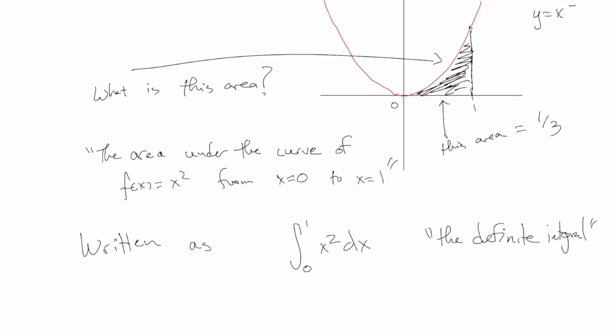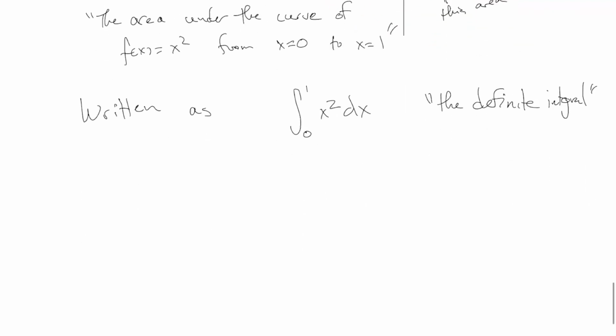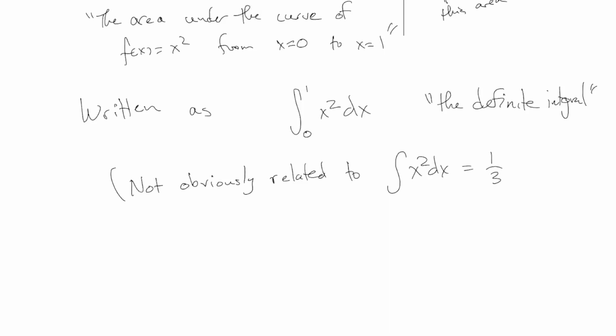Although, for now, let me just say this is not obviously related to the indefinite integral, the antiderivative, which of course is 1/3 x cubed plus c. Even though we write them both using the integral sign, one is a number, the area, and the other is this function, the indefinite integral. Although you see a 1/3 here, it turns out the fact that there's a 1/3 here is why the answer is 1/3, but that's something we're going to talk about much later.